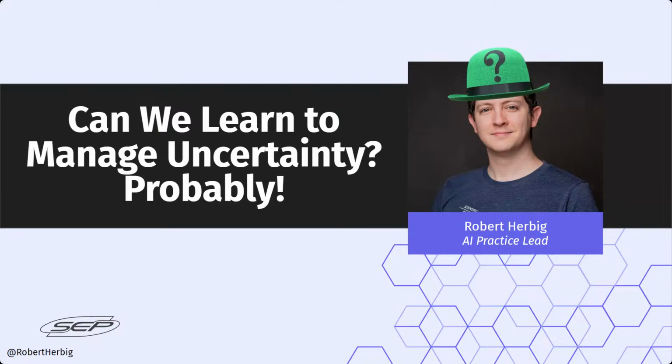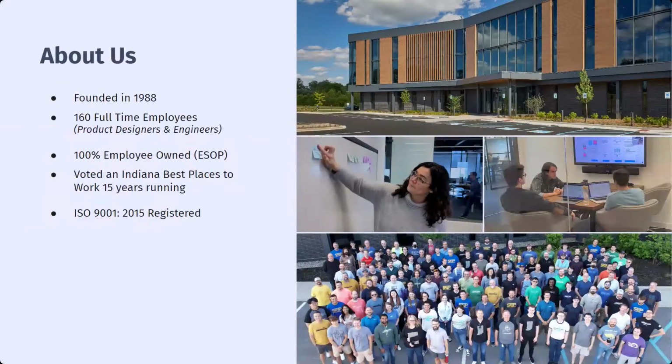Appreciate that. Quick little bit about me. As Mark mentioned, I'm the AI practice lead for my company. I started as an individual contributor. I got real interested in all of the various meta work around building software. I've been a scrum master, an architect, product owner, tech lead, and a variety of other roles. About 5 years ago, I stepped into this AI practice lead role. And for context, my company is SEP. We're a small, medium-sized custom software development company, 160 full-time employees. We're 100% employee-owned with the ESOP. So if you want to talk about that later, I'd love to have that chat. It's really exciting. Indiana, best place to work for 15 years running, and of course, ISO compliance and certification.